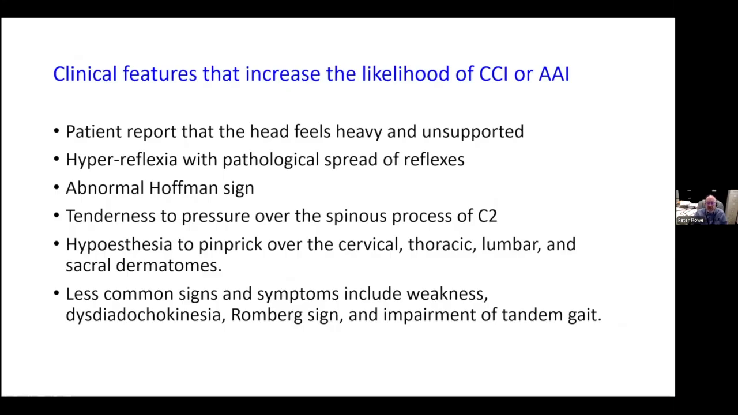But now we zero in on the fact that this could be a ligamentous problem that often follows repetitive concussions or is associated with the laxity of the ligaments. They can have hyperreflexia on examination, an abnormal Hoffman, tenderness to pressure over the spinous process of C2, sometimes a reduction in the sensation of pinprick in different dermatomes, and less commonly they can have weakness, problems with dysdiadochokinesis, and abnormal Romberg or impaired tandem gait. Again, emphasizing the importance of a fairly thorough neurologic exam.